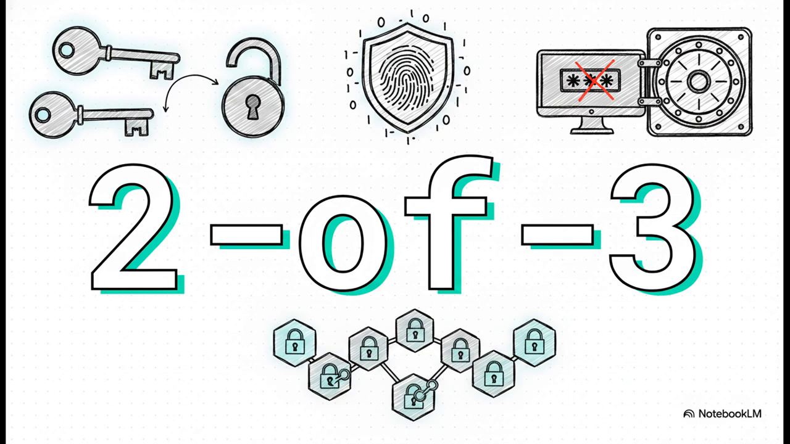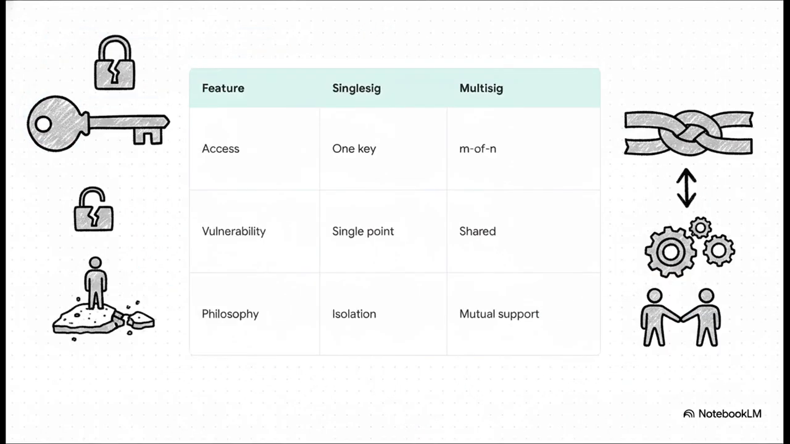It demands collective authorization. When we break down the trade-offs, a single SIG, or what the narrative calls a single-strand setup, relies entirely on isolation. It uses just one private key. And sure, that's simple, but it makes the system incredibly vulnerable to a single point of failure, like a hack or a lost device. Multisig, on the other hand, which is represented in our comic as the braid, requires that M of N quorum, inherently creating shared security. The whole philosophy shifts from isolation to mutual support and alignment.